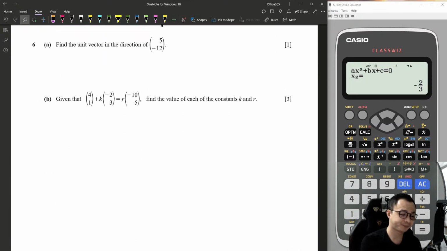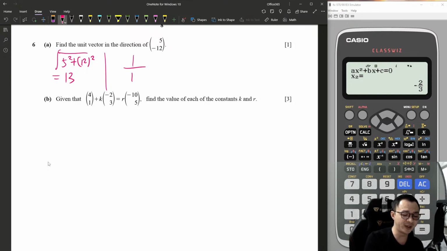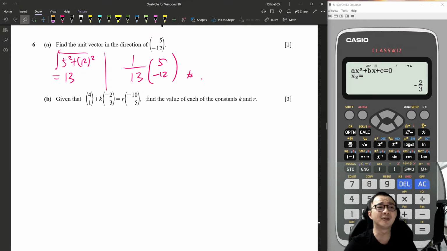Okay, vector. Unit vector formula is basically vector divided by its length. So I want to find the length of it first. So 5 squared plus 12 squared, or negative 12 squared, I get 13. So the unit vector is basically this in column vector, 1 over length multiplied by this vector. Done. It depends whether you want to multiply the 1 over 13 into both of them or just leave it outside, also can.